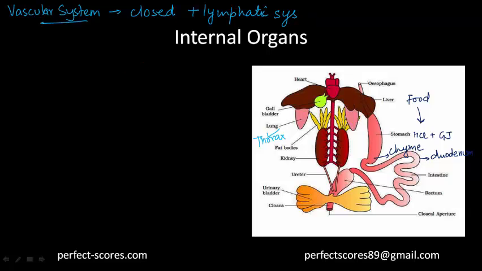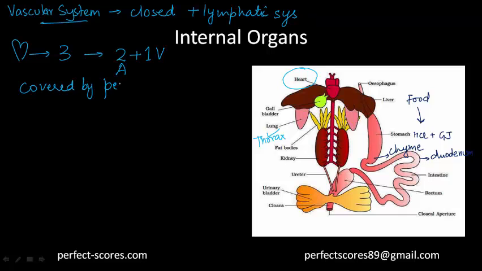Now the heart, as you can see over here, is a muscular organ that is situated in the upper part. It has 3 chambers. It has 2 atria and 1 ventricle. And it's covered by a membrane known as pericardium. So that needs to be mentioned here.